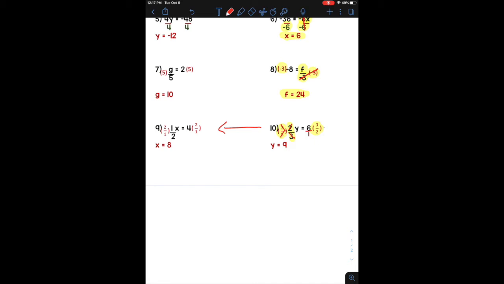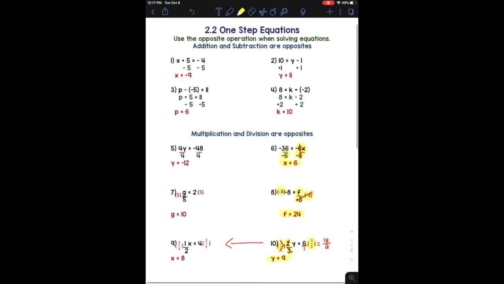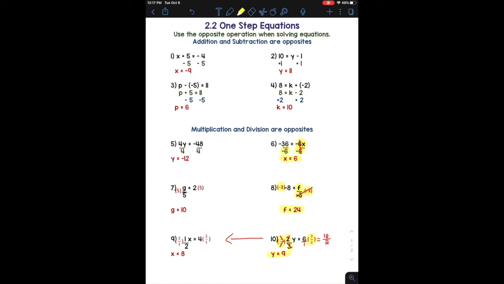And when we multiply the fractions on the right, 6 can be a fraction by putting it over 1. And we will multiply straight across. 6 times 3 is 18. 1 times 2 is 2. 18 divided by 2 gives us our answer, 9.